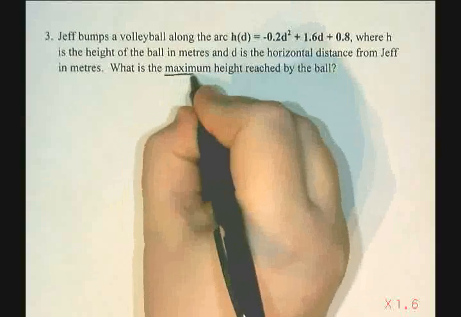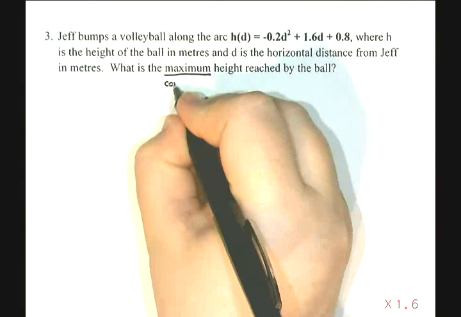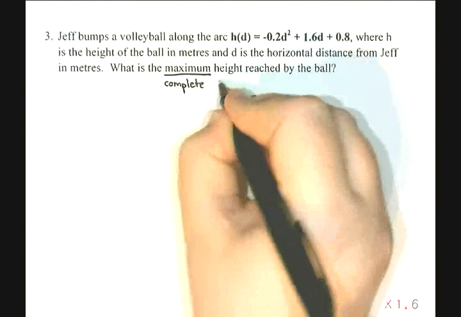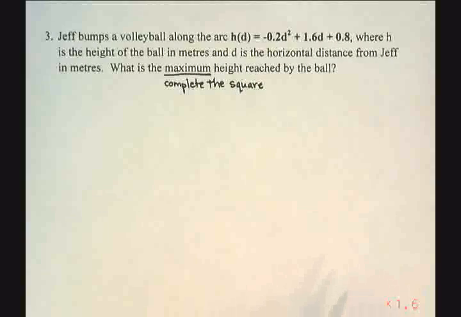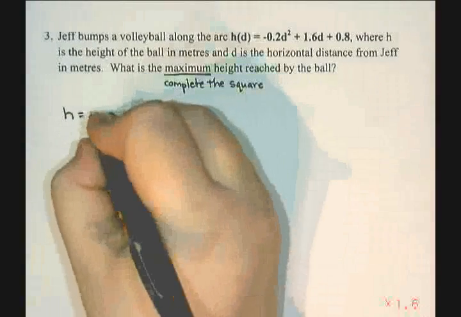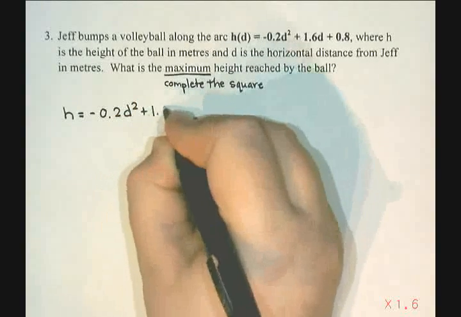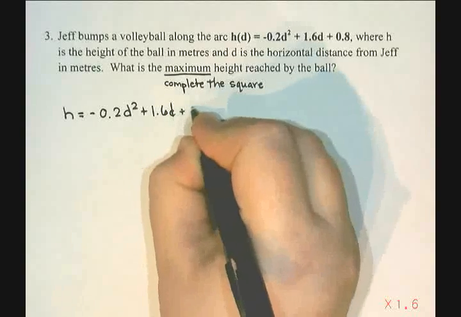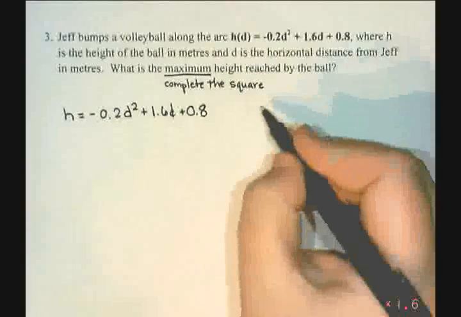So maximum should be a clue that we always want to get it in vertex form, so we want to complete the square. I'm going to take the equation and write h(d), it's okay. It's negative 0.2 d squared plus 1.6 d plus 0.8. Now if you'd like to replace them with y's and x's, that's okay. It doesn't really matter. So to find the maximum height, I want to get it in vertex form, so we are going to complete the square.